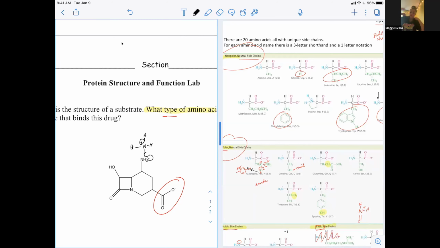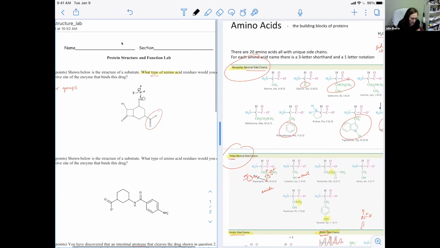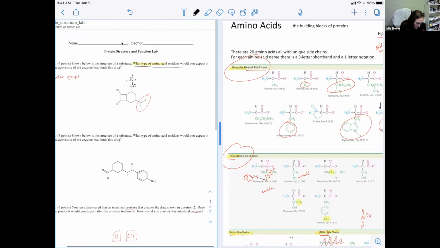So we literally just need to put, basically looking at these charts, the amino acid. We just need to put which one it's gonna interact with, not what kind it is. So you're telling me the question here, this is the question: What type of amino acid residue would you expect in the active site of an enzyme that binds this drug?